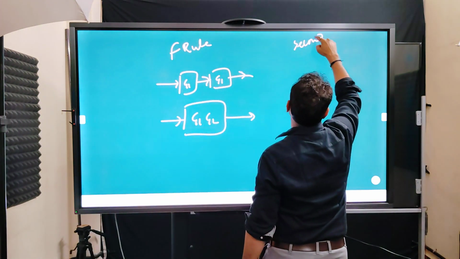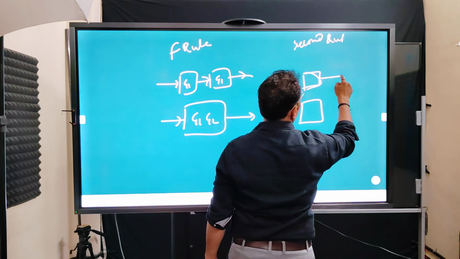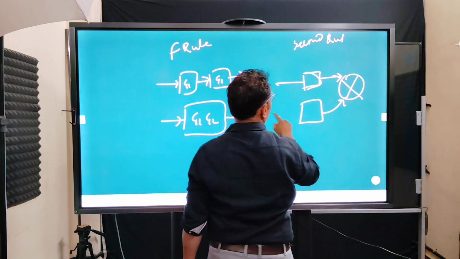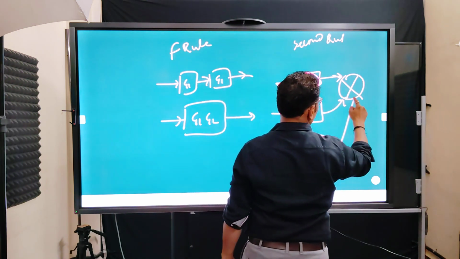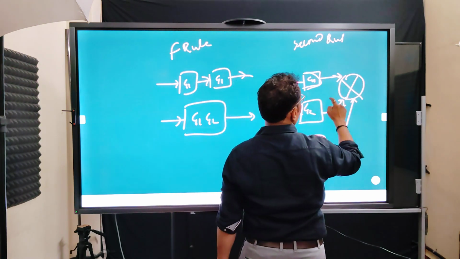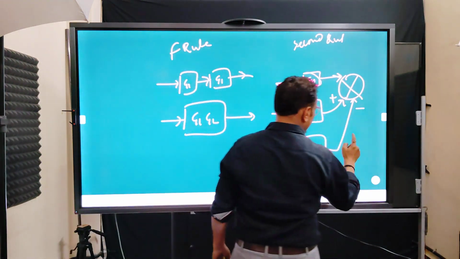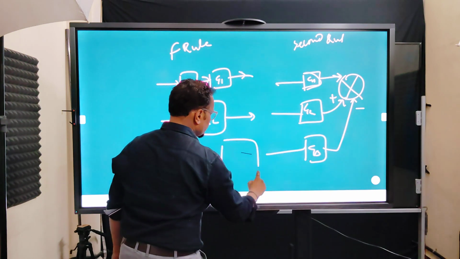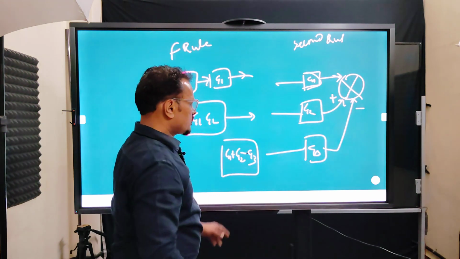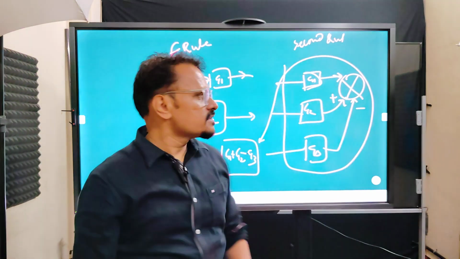The second rule says that if you find blocks in parallel, just add or subtract them. So this particular thing can be replaced as G1 plus G2 minus G3. This is the second rule.